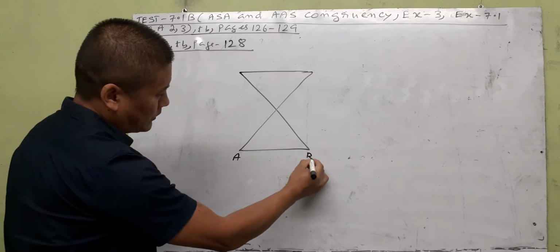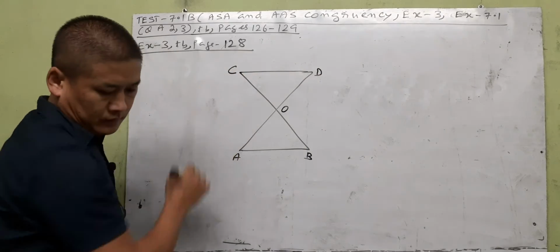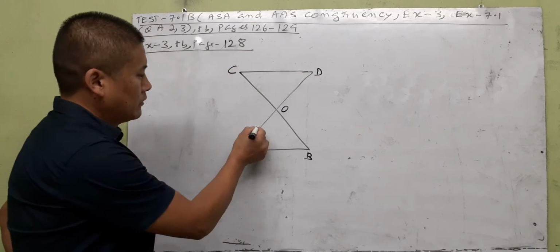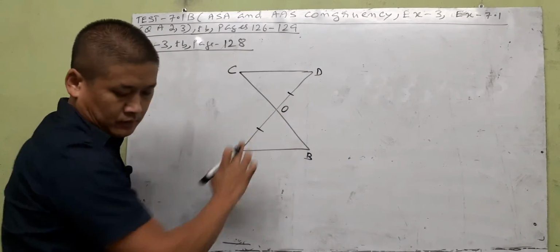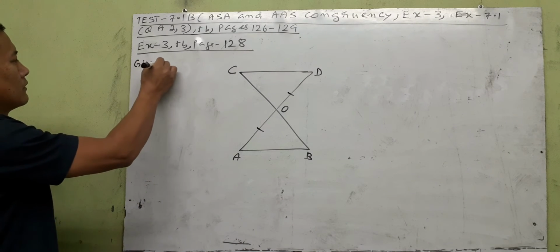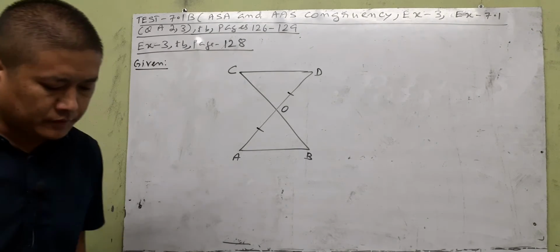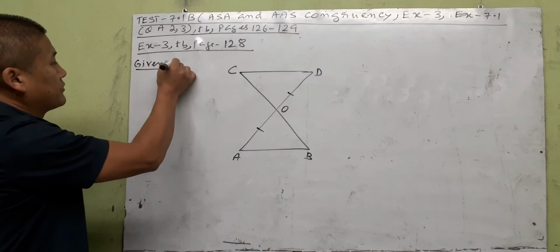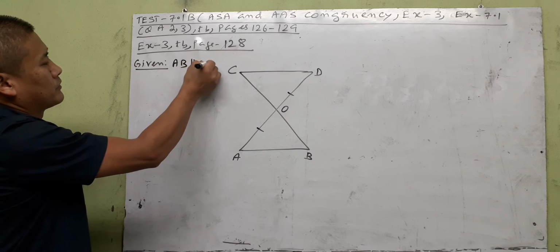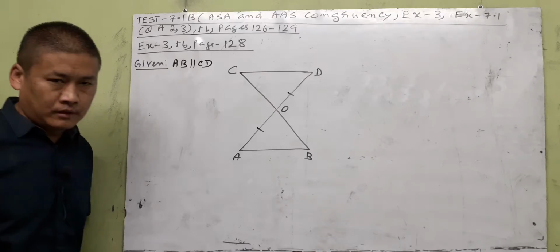A, B, O, and D here, and C here. So here these two are marked as equal segments. Let's write down what is given to us. What is given? AB parallel to line segment CD. So we can just write that short: AB parallel to CD. These two lines AB and CD are parallel.